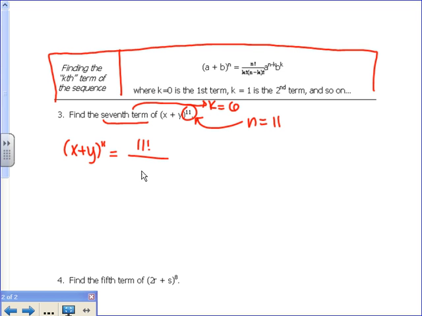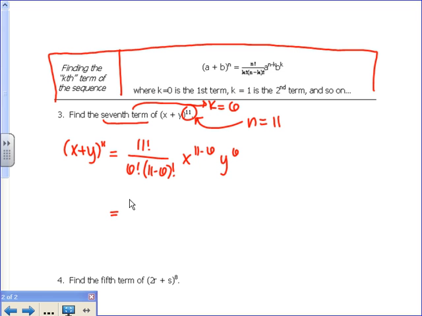I introduced you to the factorial sign yesterday. Over k, which is 6 factorial, times n minus k, so 11 minus 6, factorial sign on the outside. And then the last step is our variables. A, in this case, is an x, to the n minus k, so 11 minus 6. And then b, which in this case is a y, to the k power, which is a 6. So all I did was plug all of my numbers into this equation right here.